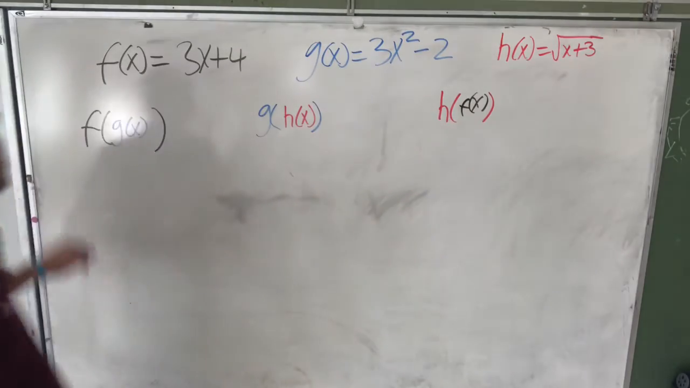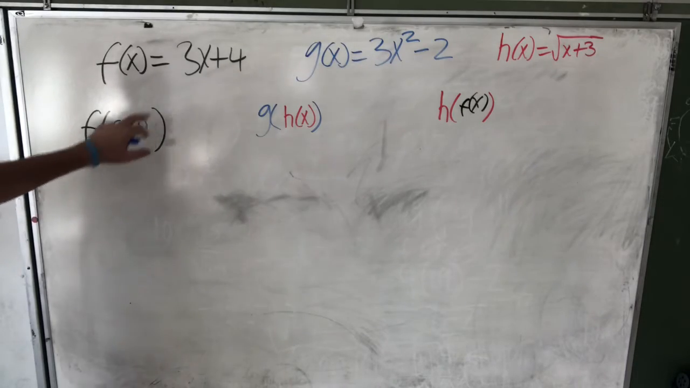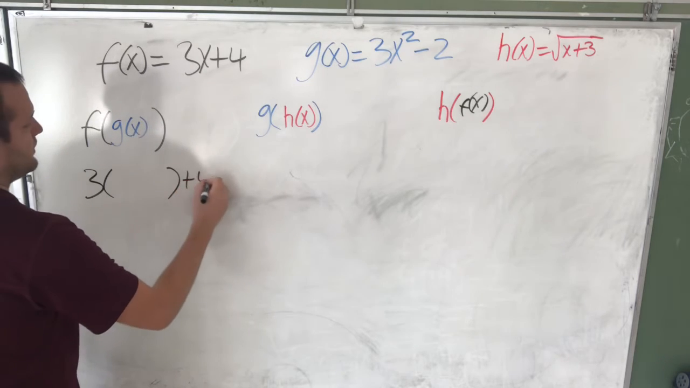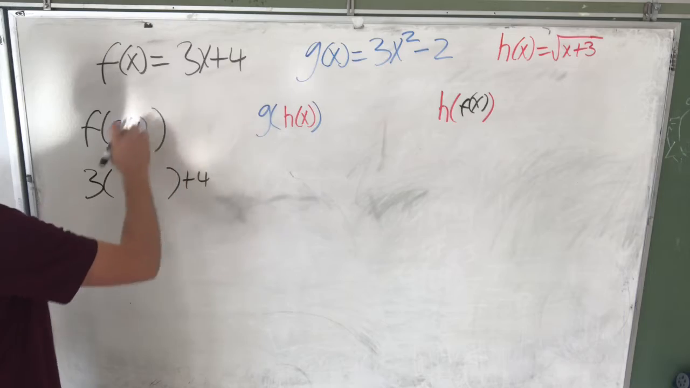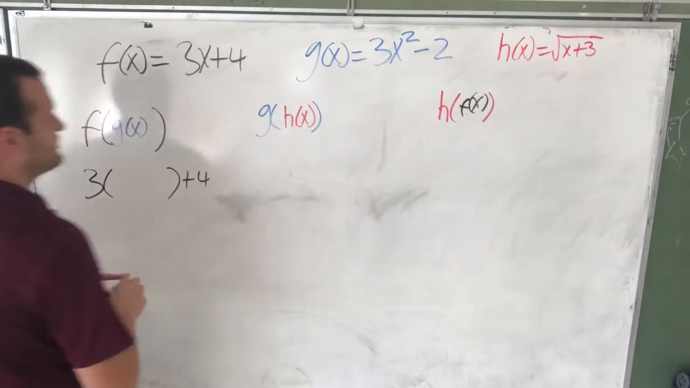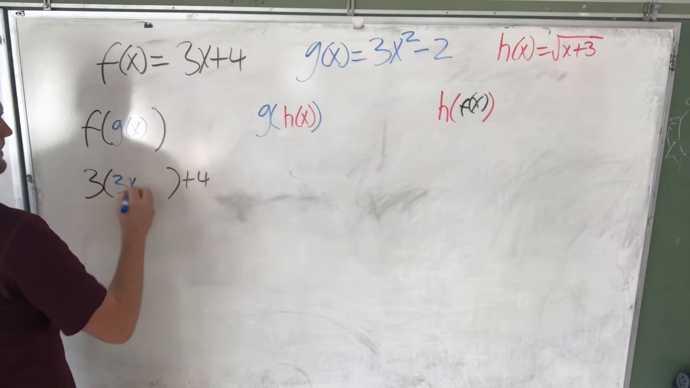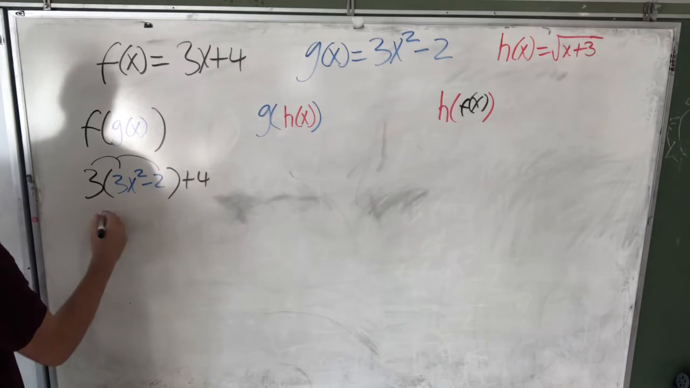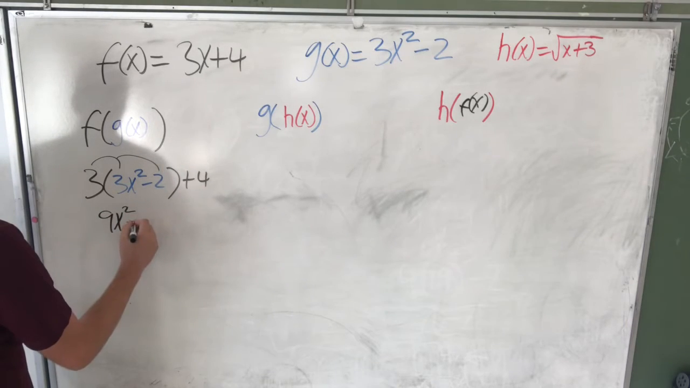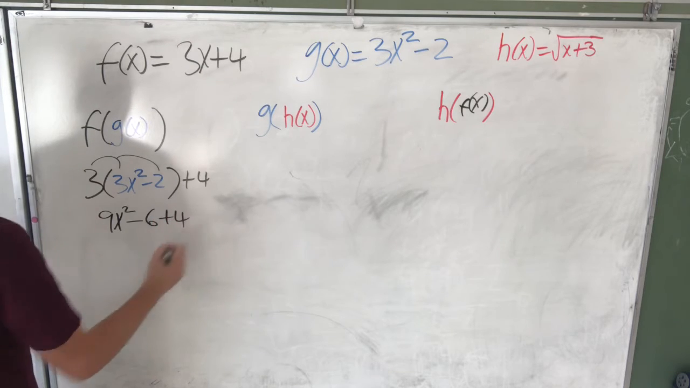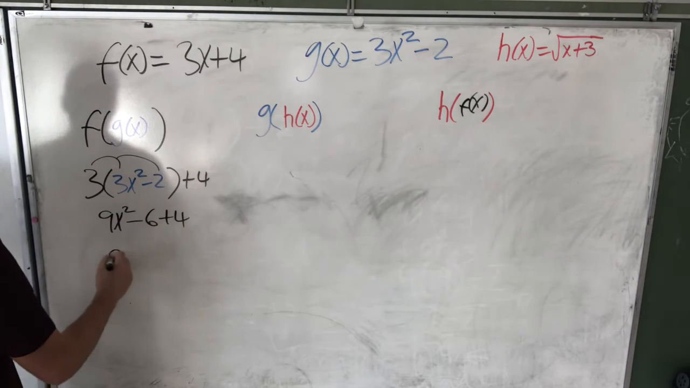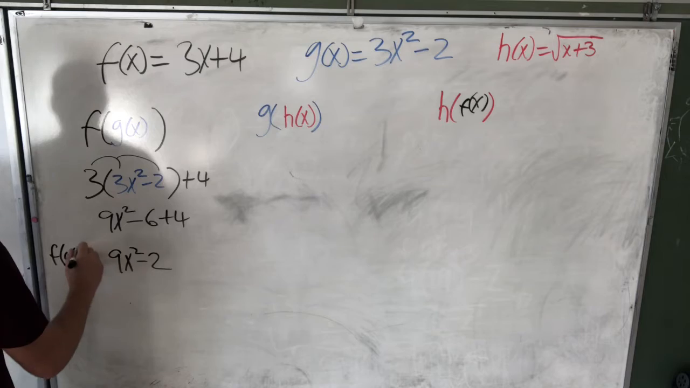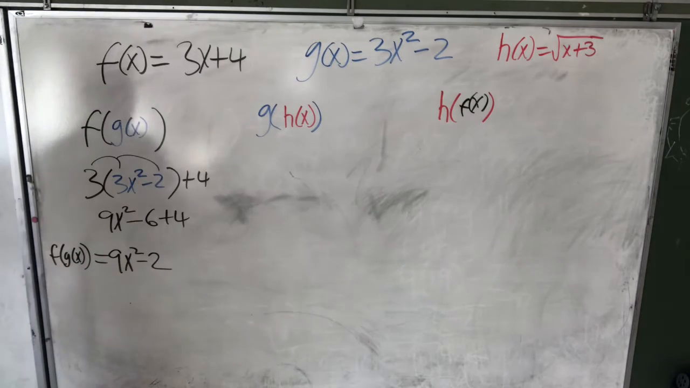So, on this first one, we want to do f of g of x. So we've got our f equation, 3x plus 4. What do I replace the x with, though? I replace it with the g equation, which is 3x squared minus 2. Can I simplify it? Yeah, I can. Distribute the 3. That gives me 9x squared minus 6 plus 4. Combine the negative 6 and the 4 gives me 9x squared minus 2. That is my f of g of x. Okay? Let's go to the next one.